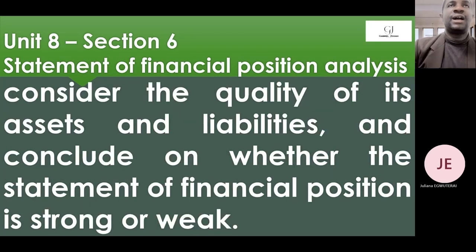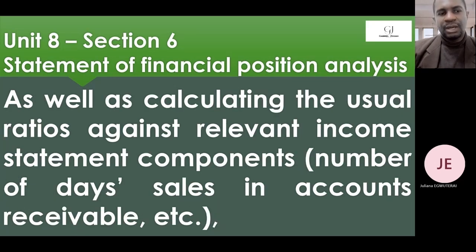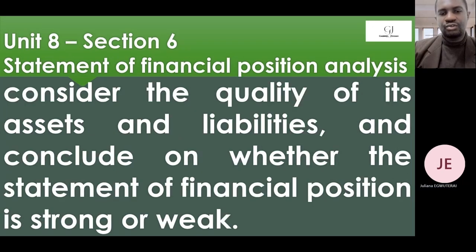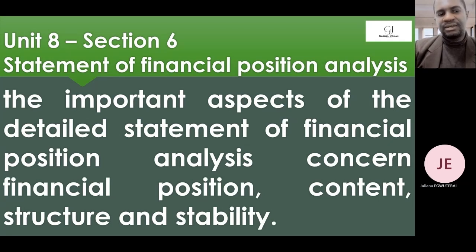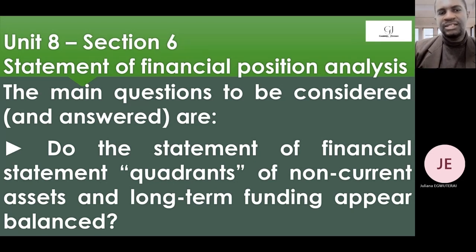So there are parameters that you look at to determine if the statement of financial position is strong or if the SFP is weak. Also, calculating ratios that interconnect the SFP and the SCI is relevant in this analysis. For example, the days receivable, the number of days, and also the activity ratio that looks at how many times. One has to do with revenue, which is in the statement of comprehensive income, and the other component is the accounts receivable, which is in the statement of financial position. So these ratios will help us make those decisions, and they are important aspects of the detailed SFP analysis, which concerns position, the content of the SFP, structure, whether it's equity driven or debt driven, and also stability of that SFP is very important. So there are questions to consider and answer when we are doing this analysis.